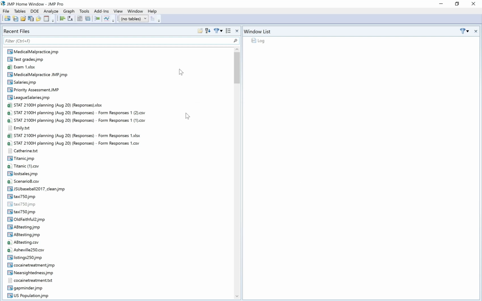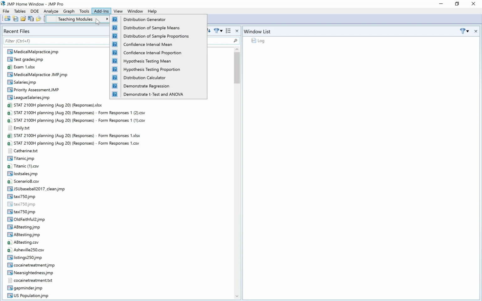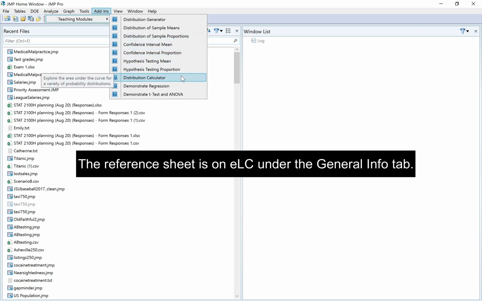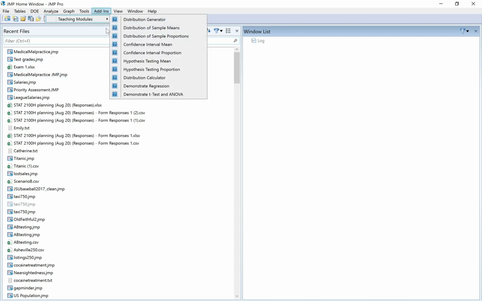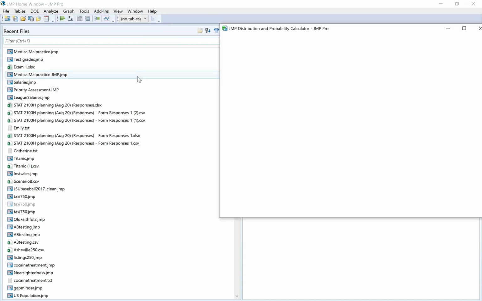And that's it. So now if we come up here and go to Add-ins, you should see an option for teaching modules and then distribution calculator. By the way, there is a reference sheet if you want to use that for JMP, and the instructions for how to get this are on the reference sheet. But one more time, it's just add-ins, teaching modules, distribution calculator.